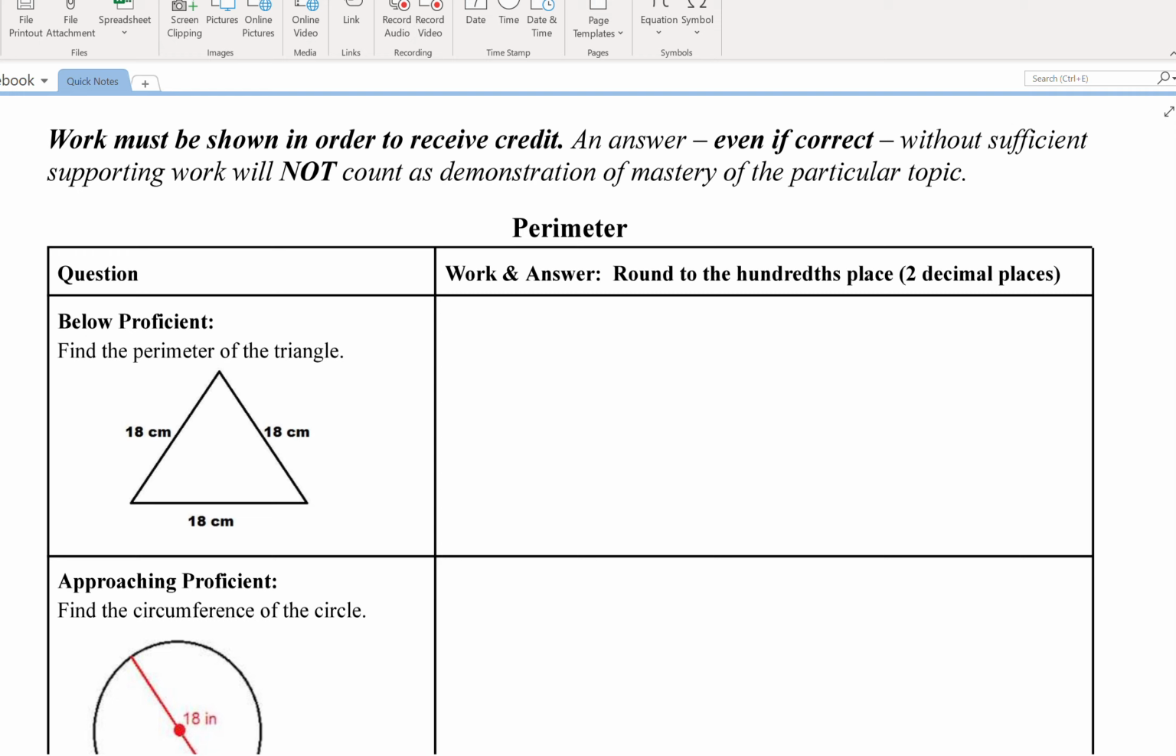And we've got a couple problems we're going to work through here. This first one says find the perimeter of the triangle. This is an equilateral triangle. Each of the sides is 18 centimeters.